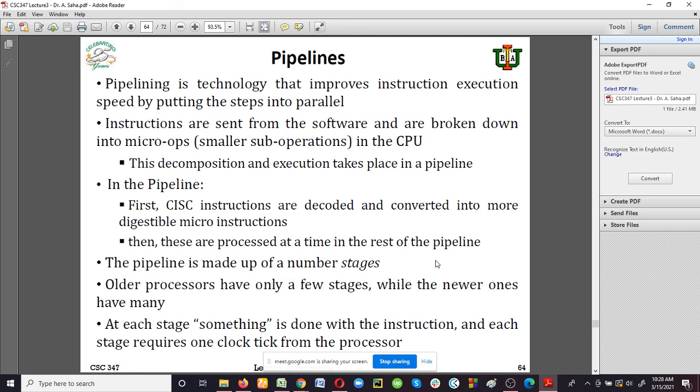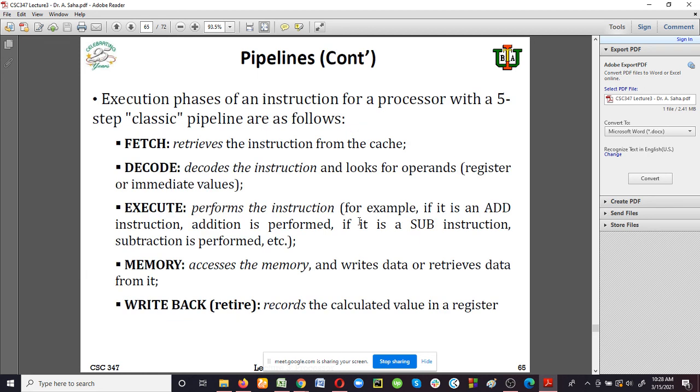Anyway, we are going to discuss this with five stages in the next slide. Go to the next slide. So these are the pipelines: the execution phases of an instruction for a processor with a 5-step classic pipeline are as follows. This is the classic 5 steps that can be applied to the sub operations we mentioned. After breaking down the set of instructions, the sub operations can be taken into these 5 stages: fetch, decode, execute, memory, and write back. So the classical pipeline has been introduced.